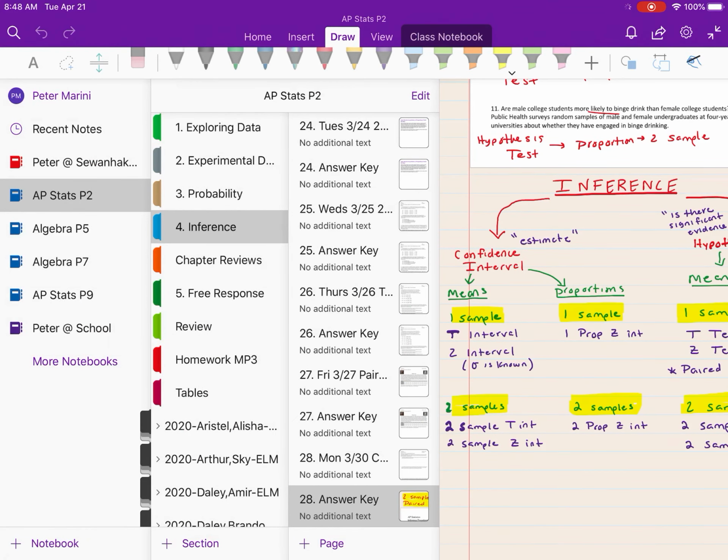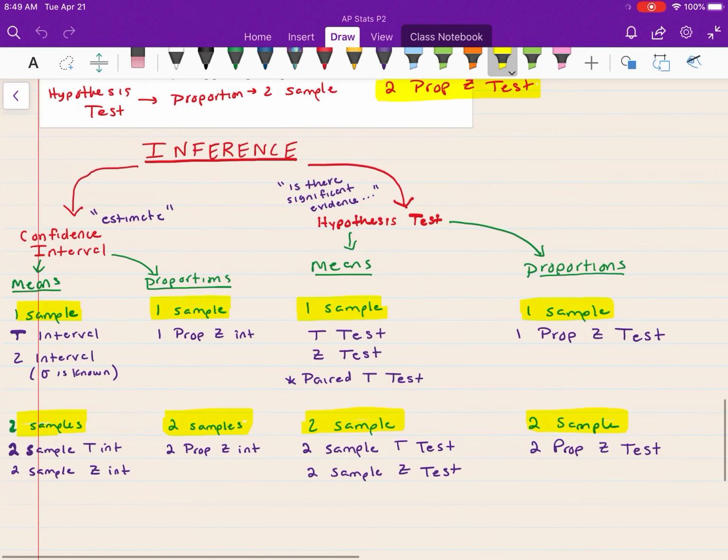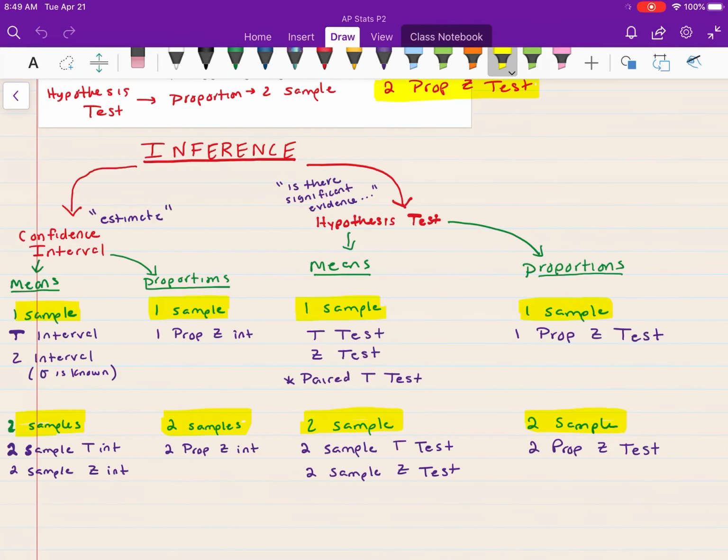Let me see. Yeah, if you go to the inference folder and go all the way down to the last lesson, number 28. This is all of the different kinds of inference tests that we've done. There's confidence intervals, and then there's hypothesis tests. So this is a confidence interval. It's for a proportion, and there's only one group of people, which I'll get back to in a second. So that makes this a 1 prop z interval. I'm looking right over here.